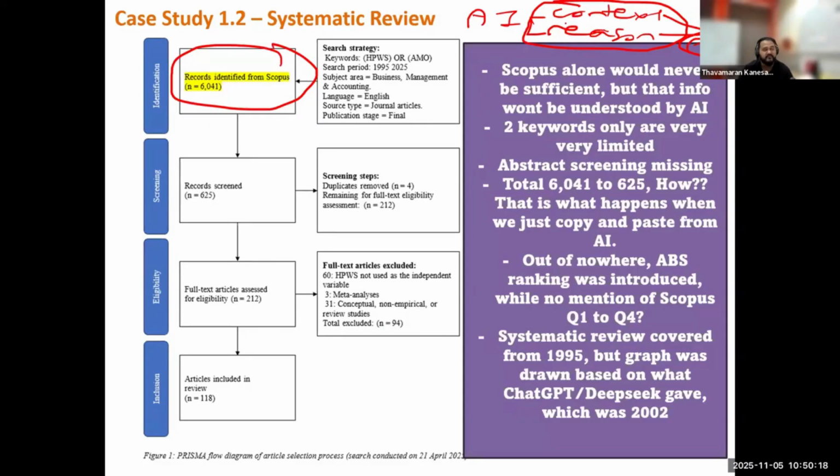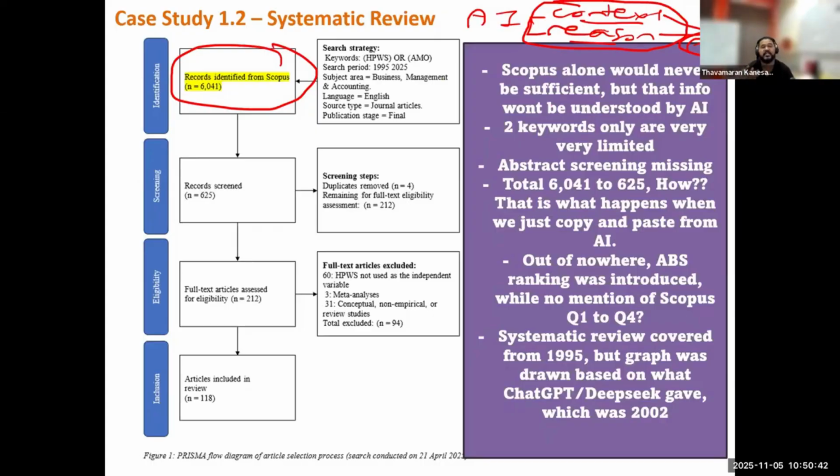So understand, whatever you are doing with AI, it doesn't understand context, doesn't understand reason. If you understand that, then you'll always use it very carefully. Like me, I use it very, very cautiously. For an SLR, you will need minimum 2 databases. The AI only gave Scopus because the student prompted Scopus, because the student also didn't know that, unfortunately.